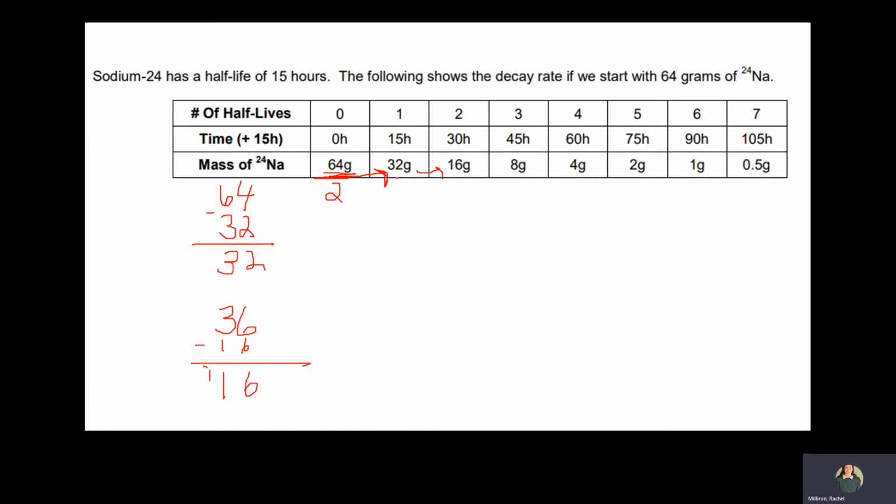64 divided by 2, we get 32. 32 divided by 2, we get 16. 16 divided by 2, we get 8. 8 divided by 2, we get 4. 4 divided by 2, we get 2, and so on. So this is the same process that you will use to answer questions on your own. We'll do one more problem together.